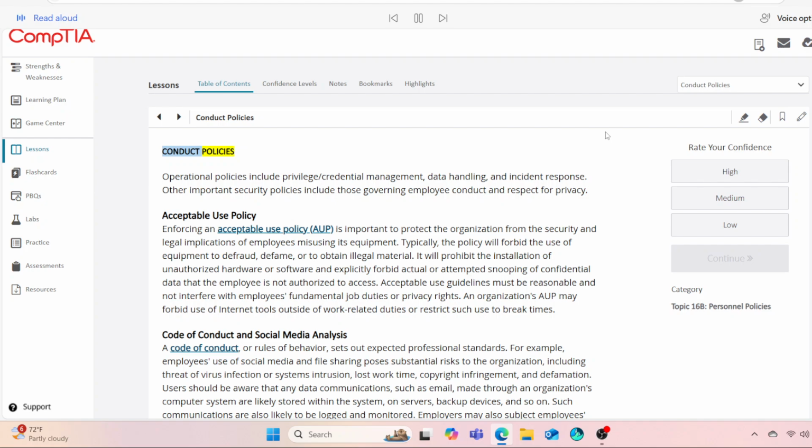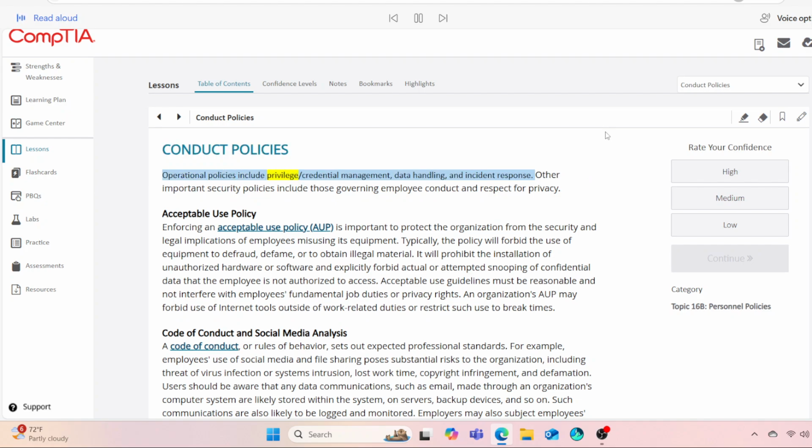Conduct policies. Operational policies include privilege/credential management, data handling, and incident response. Other important security policies include those governing employee conduct and respect for privacy.